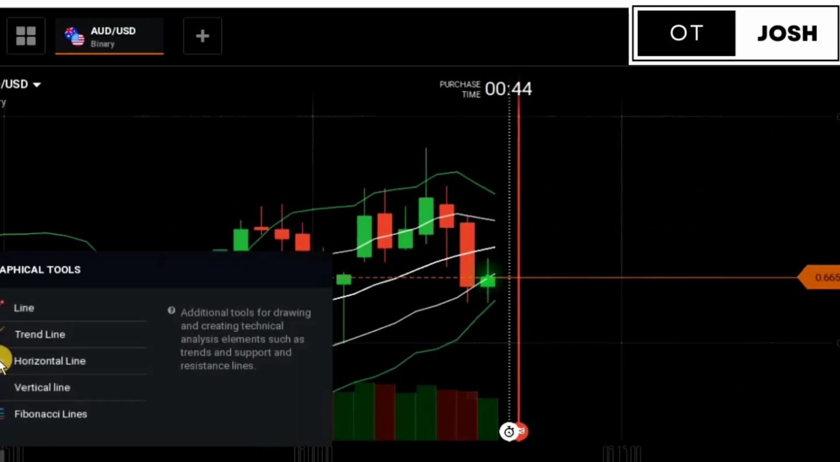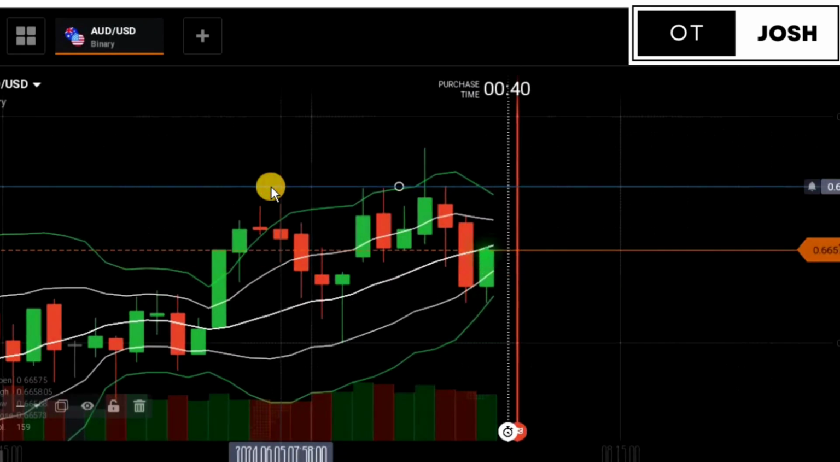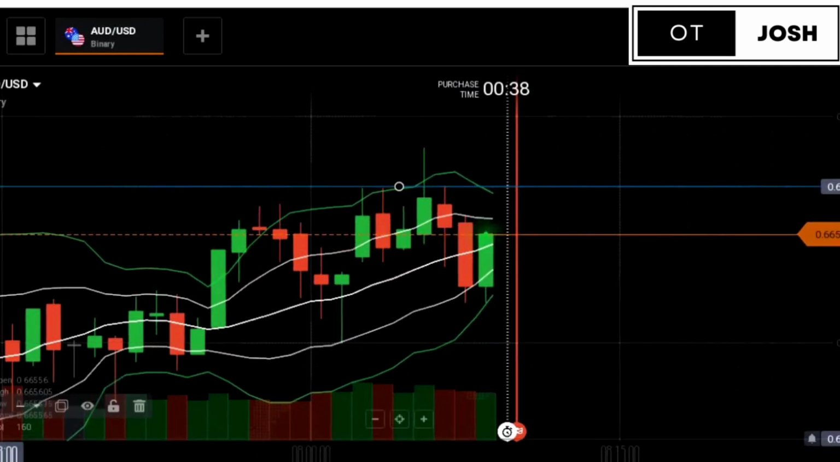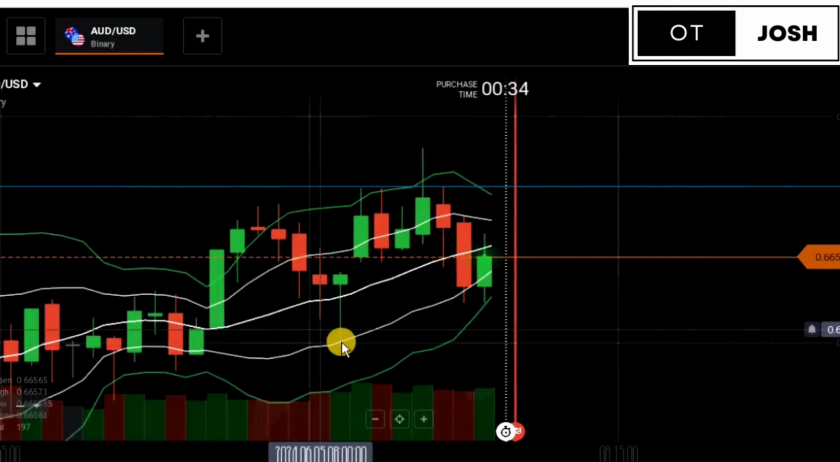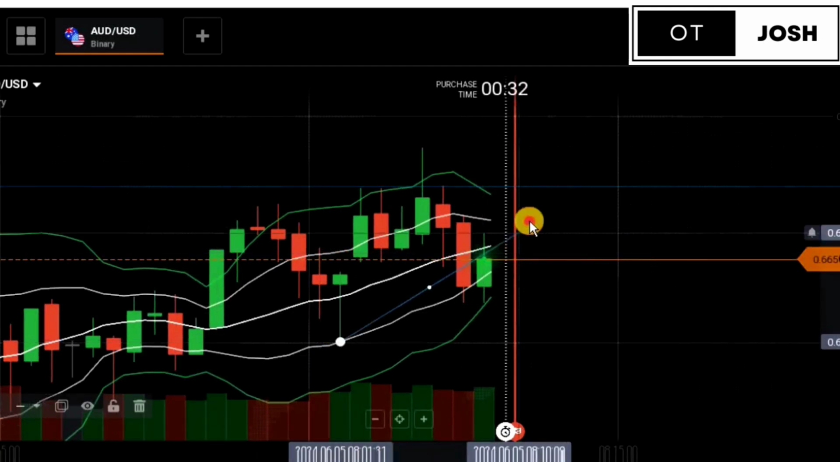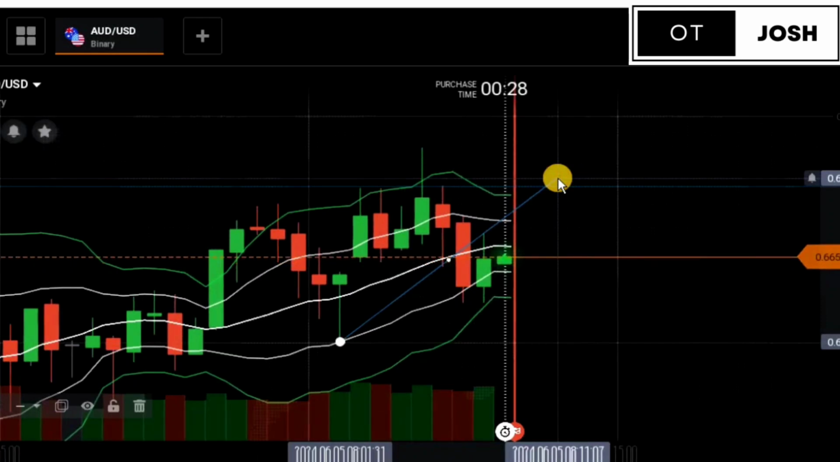I am OT Josh, and in this video I'm going to take a trade based on this resistance level. What I see here is also a trend line forming. A fake breakout occurred within this trend line. You can see this is the trend line.